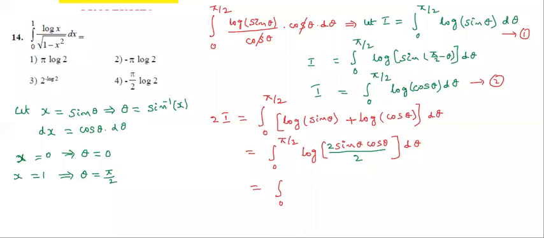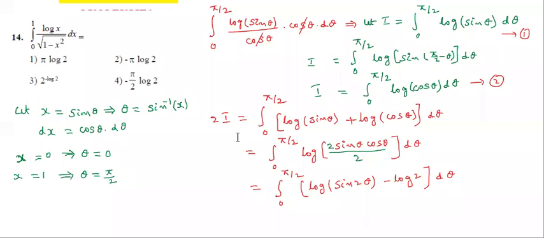So I am going to write like this: 0 to pi by 2 logarithm of sine 2 theta divided by 2. That is in the form of log A by B, log A minus log B. I am applying that formula. Students, have you understood? Next.